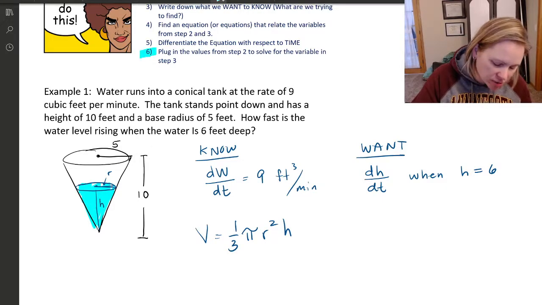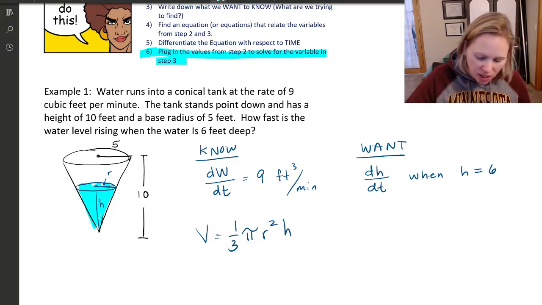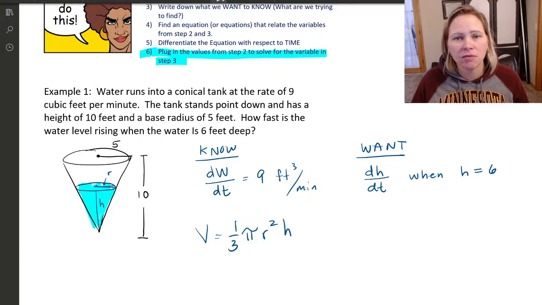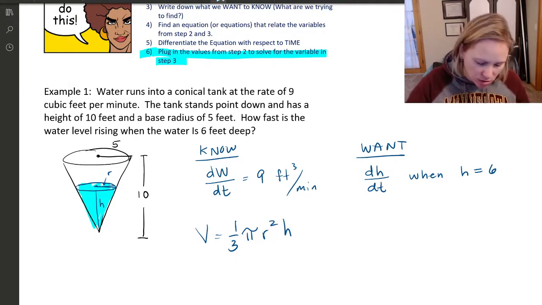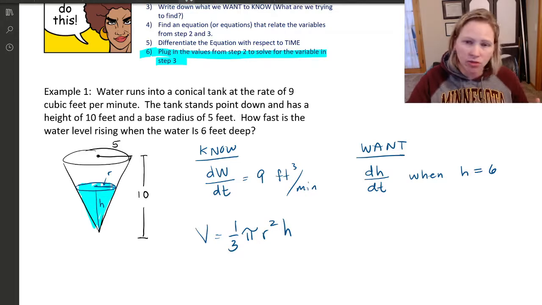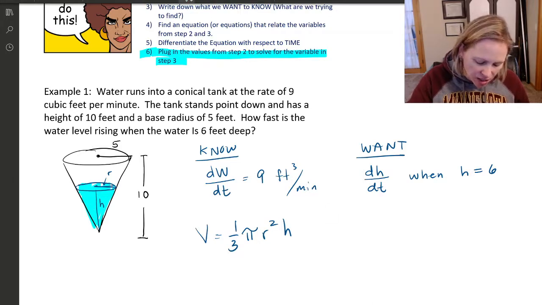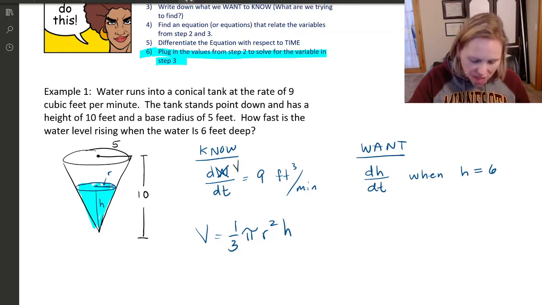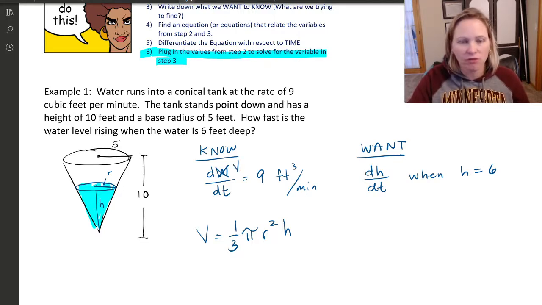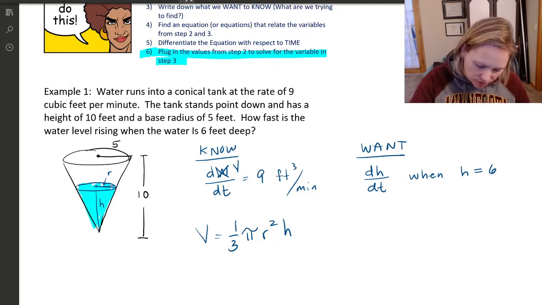And so I'm going to run into trouble if I try to, I can differentiate this, but I'm going to run into trouble here in step 6 because it says plug in the values from step 2. There's going to be an r in my equation, and if I have nothing to put in for r, then I'm going to run into trouble. Furthermore, I've labeled this volume V. So what I'm going to do is go up here, and where I said dW/dt, I need to understand that this W is actually the volume. So I'm going to rewrite this as dV/dt, where V is the volume of water.